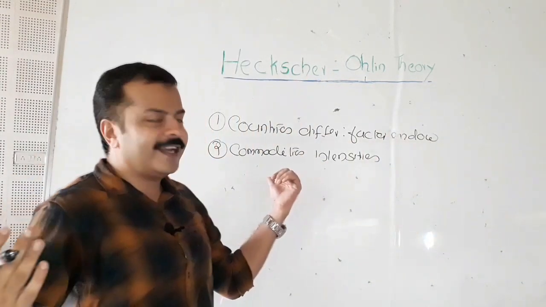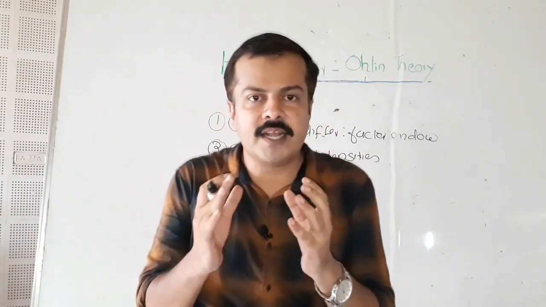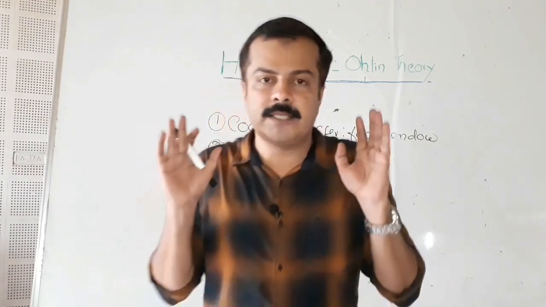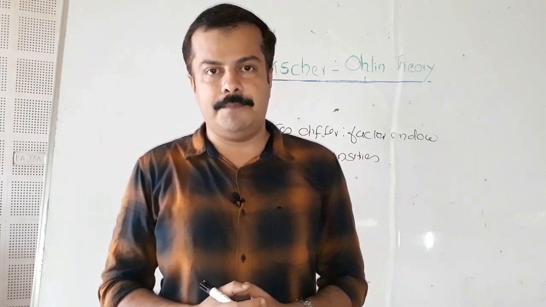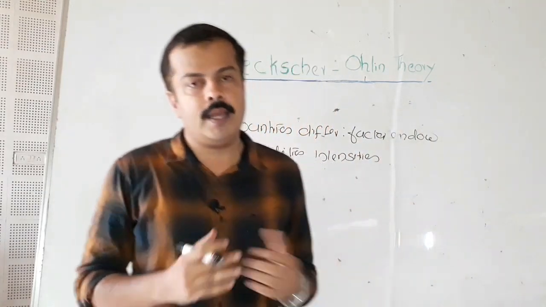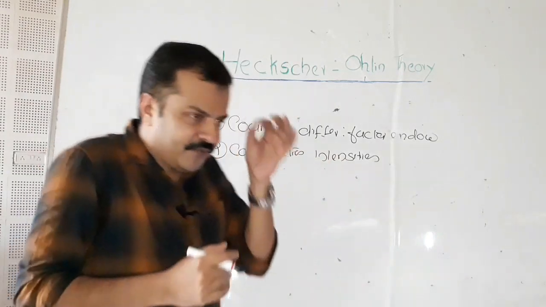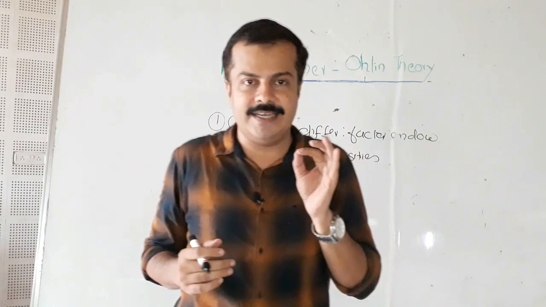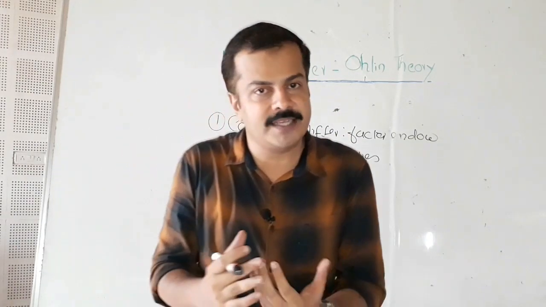And we have commodities. Commodities by their very nature require different kinds of factor requirements, factor intensities. Some commodities by their very nature require a labor intensive production process. Some other commodities require a capital intensive production process. That means that if there is a difference in the intensity, different commodities require different kinds of intensive production processes.